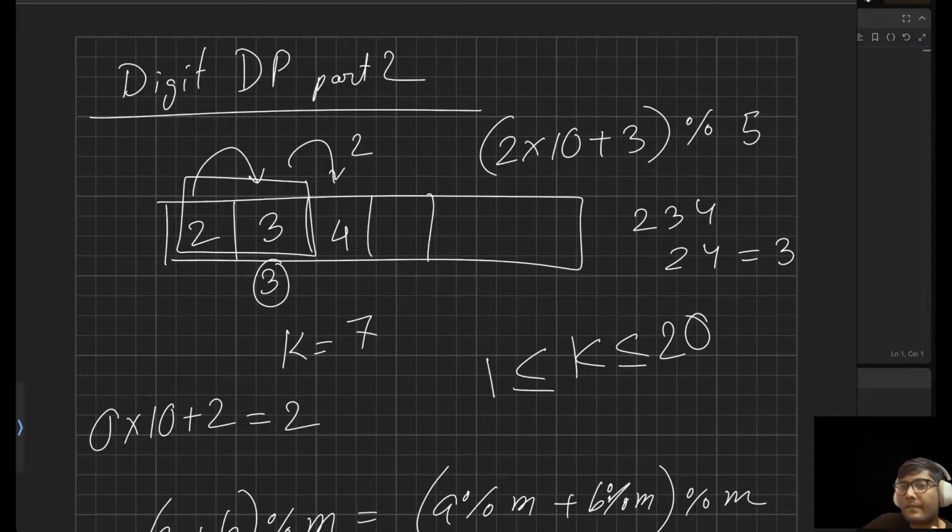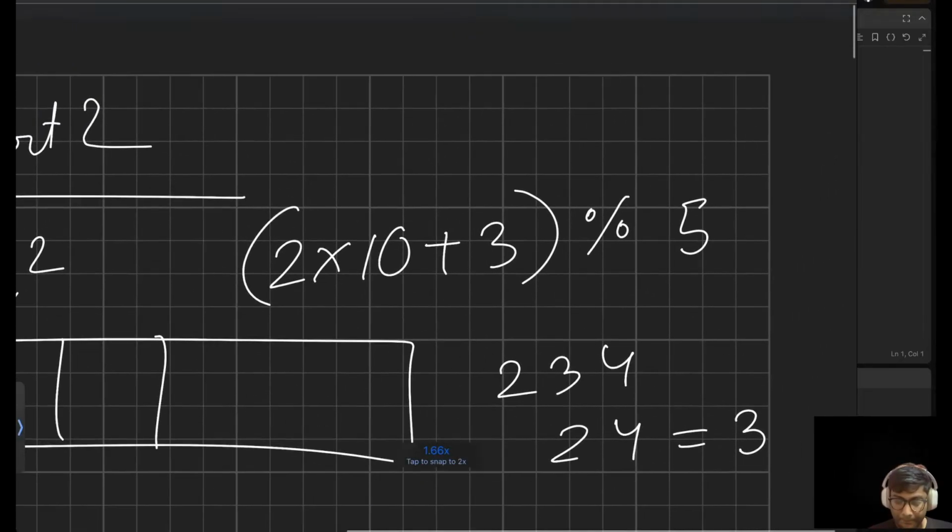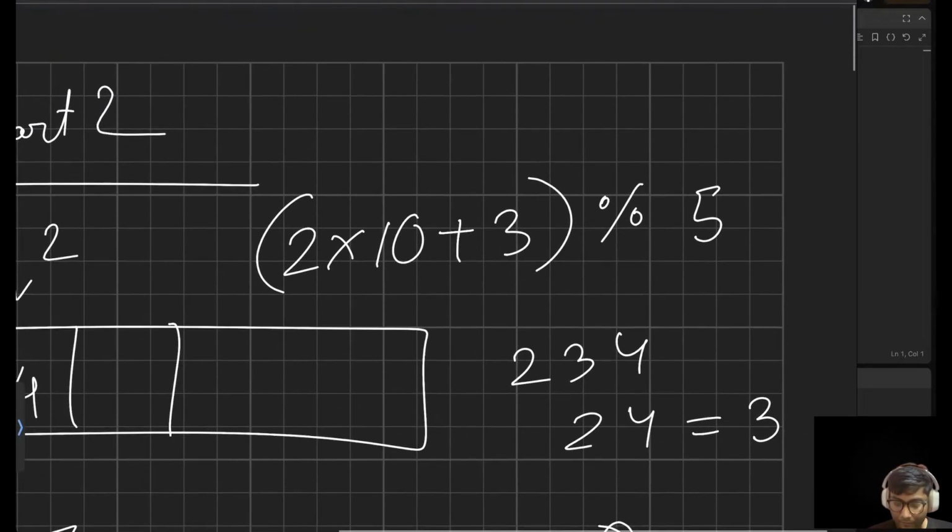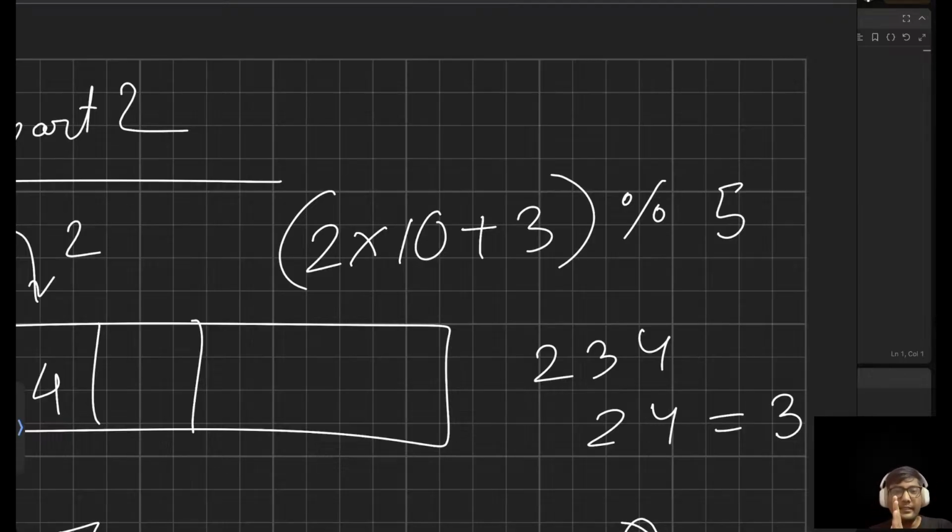Imagine 234. If I decide to divide 230, it's like 23 into 10 modulo 7 plus 4 modulo 7. So 23, my claim is 23 modulo 7 and 2 modulo 7 is same. That is obvious because 23 modulo 7 is 2.